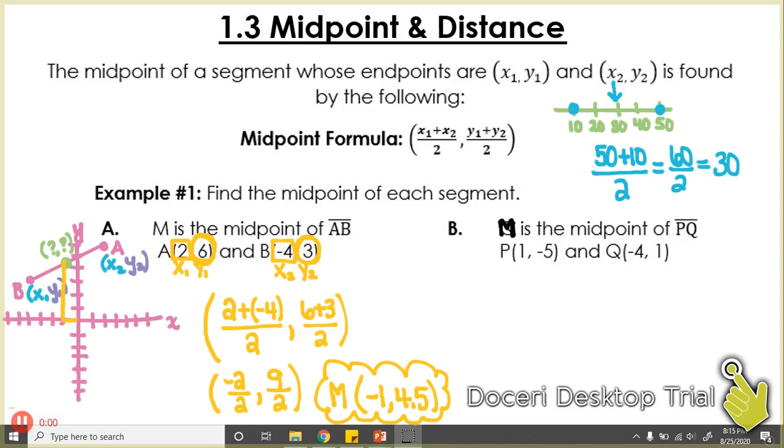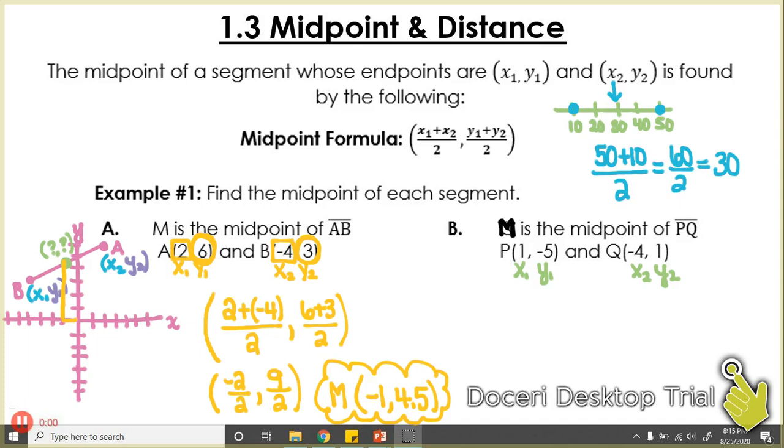M is the midpoint of segment PQ. So if my endpoint P is at 1, -5, I'm going to label this point x1, y1. And then I'm going to label Q x2, y2. And I'm going to locate where the middle of that line is. So I'm going to find the average of my x values and the average of my y values.